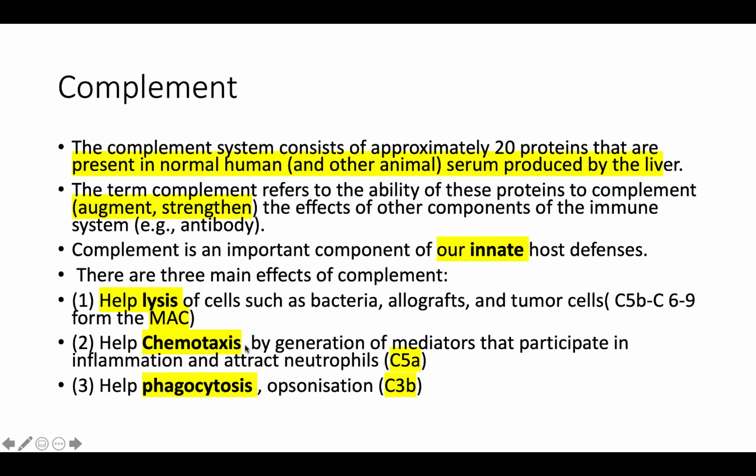The other is chemotaxis. So this helps in chemotaxis by generating mediators that participate in inflammation and the attraction of neutrophils. This is mainly done by part of the complement called C5a. And they help phagocytosis. We mentioned C3b many times before, and we talked about how it is an opsonizer, so we can opsonize and coat foreign objects to help our phagocytes engulf them and eat them. So they opsonize them, they prepare them to be eaten, much like how antibodies do. So these are the main three components. We will add a few components as well.